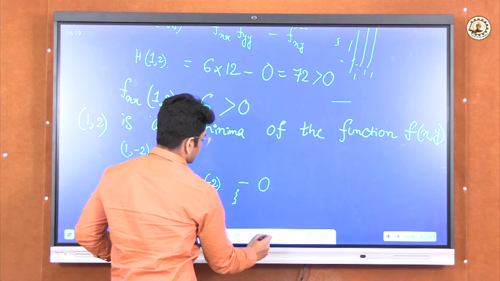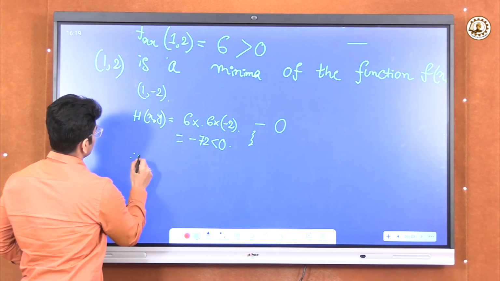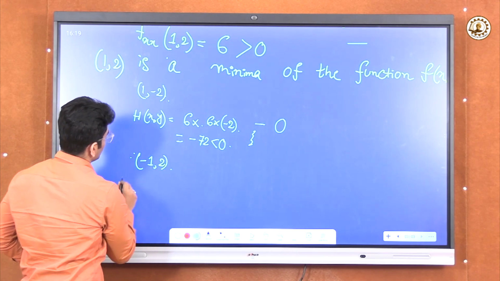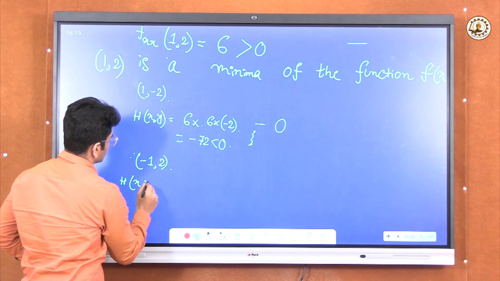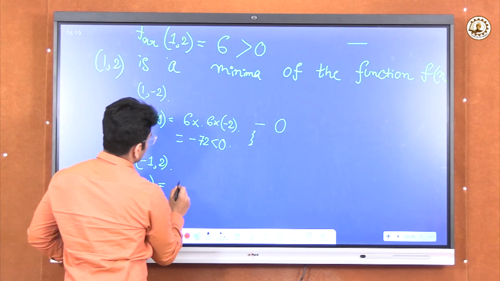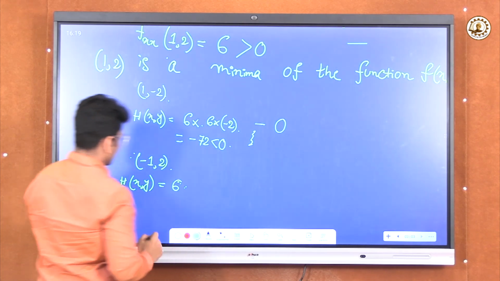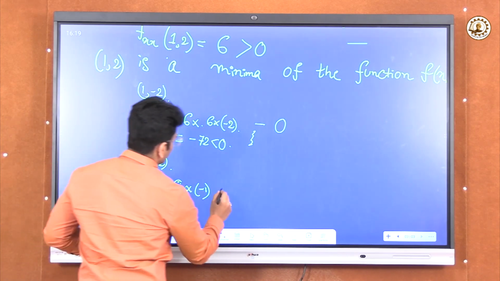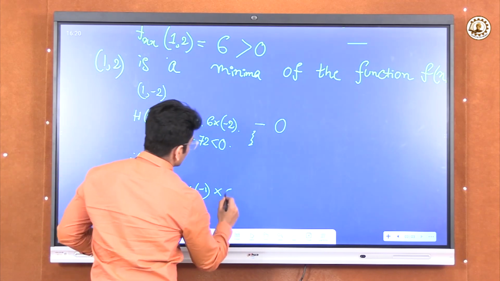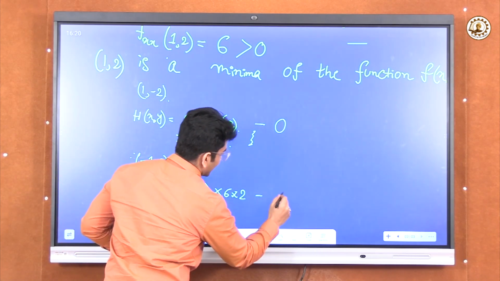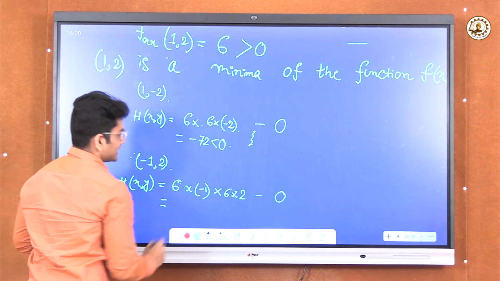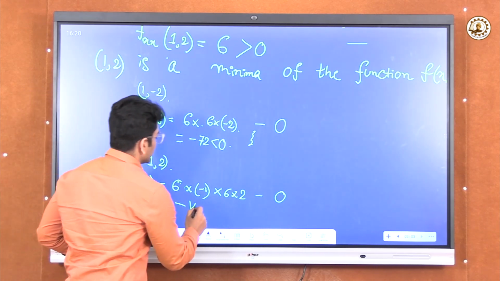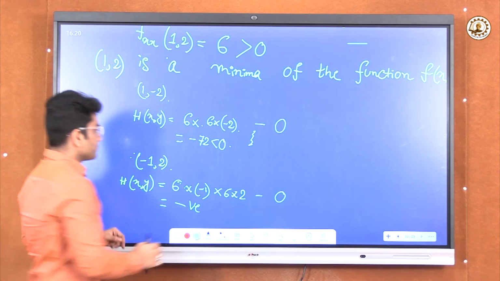Again, at (-1, 2), h of xy equals 6 into minus 1, into 6 into 2, and fxy was identically 0, so the value is negative. As the value is negative, again this point is a saddle point.